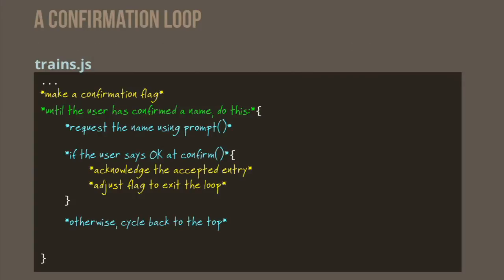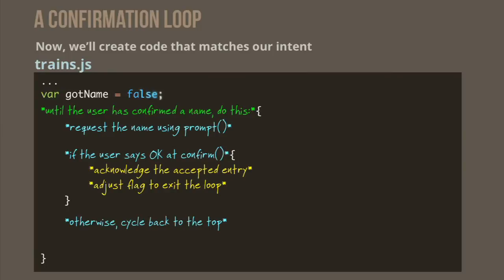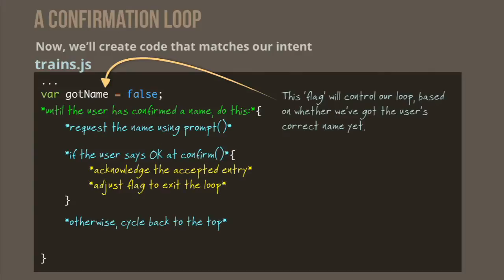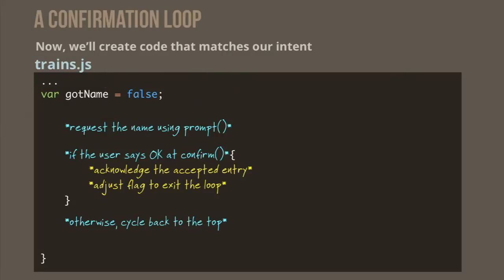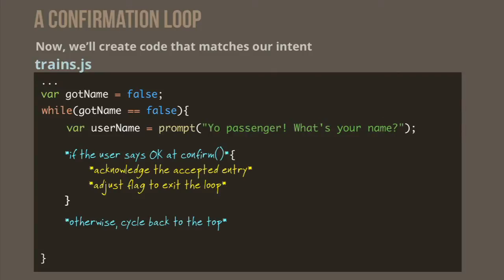Okay, now let's fill this in with some real code. The first thing we'll need is a variable, we'll call it gotName, that will tell us whether we actually have the user's name correct or not, and we will use that in our loop. You can see here that we have a while loop that says while our gotName is false, that means we don't have the name yet, we'll do the following things. The first thing is that we'll establish a username variable just like we did before, and then prompt to the passenger, yo passenger, what's your name?